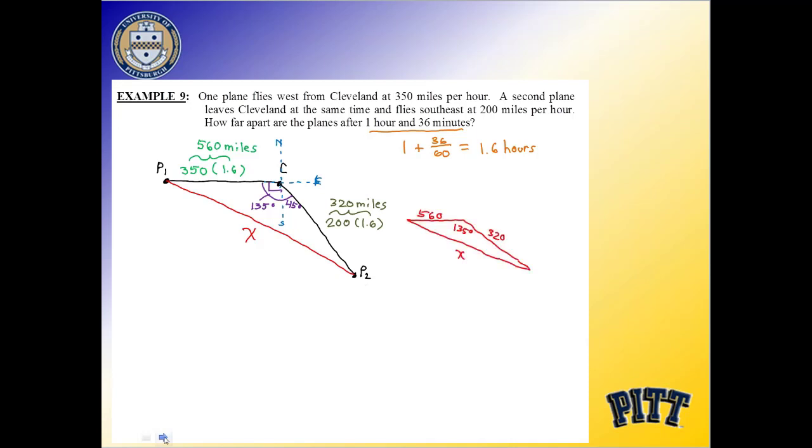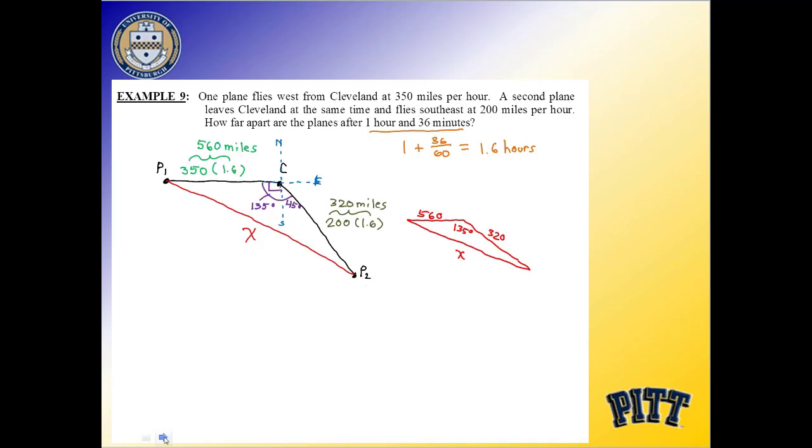So to simplify things a bit, I have this triangle, 135 degree angle between the two sides that are 560 miles and 320 miles. I'm looking for x, the distance between the two planes. If you go back to some of the notes we had given earlier, this is a prime situation to use the law of cosines. If I use the law of cosines to find side x, I'm done. And that's what I'm going to do here.